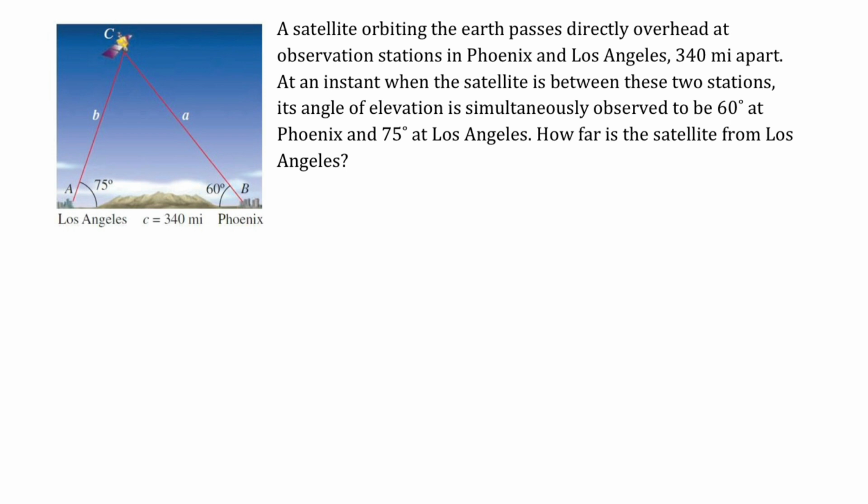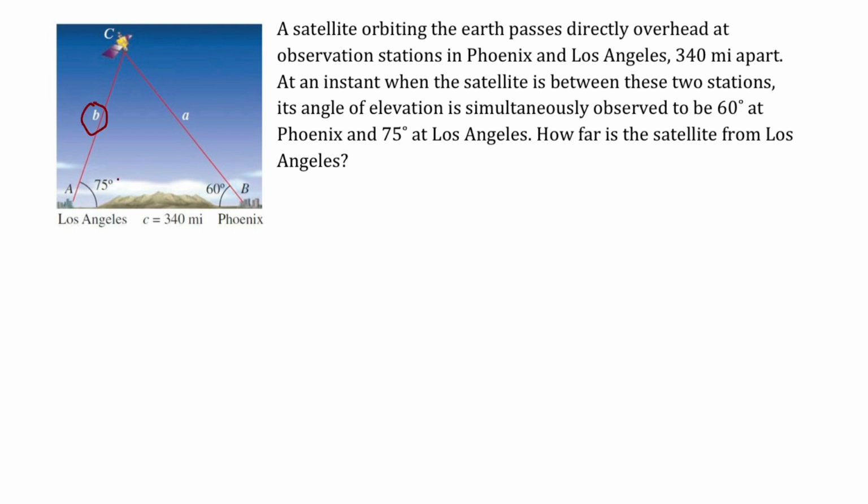This uses the same law as the first one. Let's read it and see what it has to say. A satellite orbiting the Earth passes directly overhead at observation stations in Phoenix and Los Angeles. Those are 340 miles apart. At an instant when the satellite is between these two stations, its angle of elevation is simultaneously observed to be 60 degrees in Phoenix and 75 degrees in Los Angeles. How far is the satellite from Los Angeles? So we want to know this side right here.